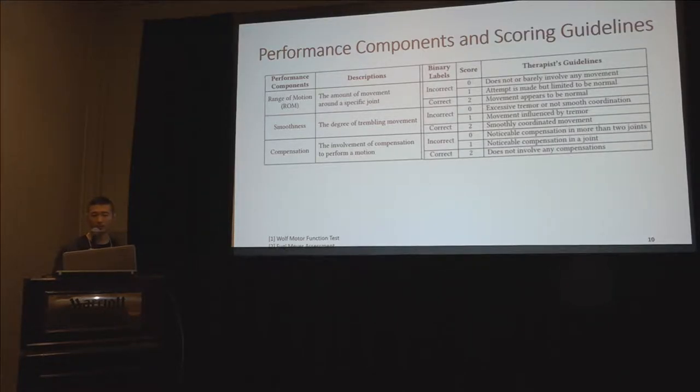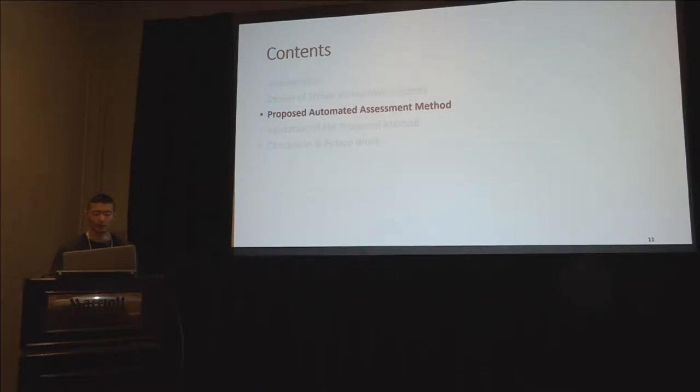Given these performance components, we also have a therapist scoring guideline on a 3-point ordinal scale, which can also be mapped into a binary label, correct or incorrect. These are based on the clinically validated stroke rehab assessment tools, the Motor Function Test and the Fugl-Meyer Assessment. Now I will describe our proposed automated assessment method.